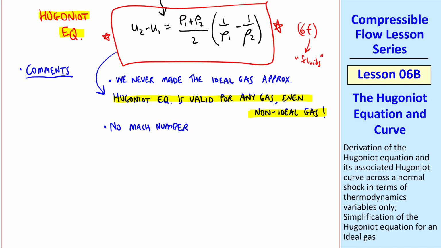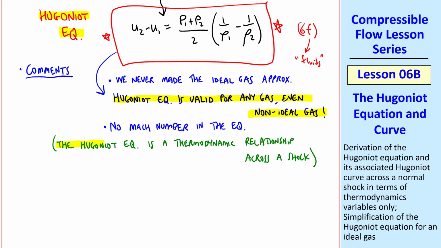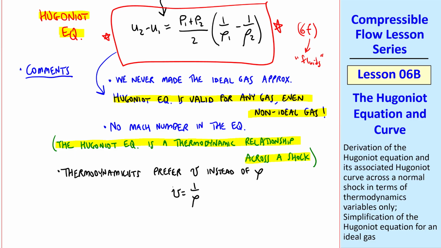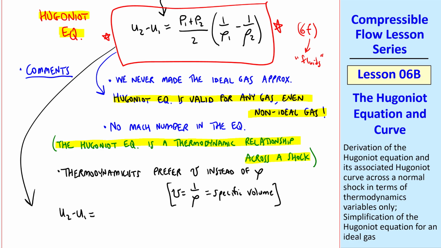My second comment is that there's no Mach number in the equation. In other words, the Hugoniot equation is a thermodynamic relationship across a shock. Again, we're thinking in terms of thermodynamics rather than fluid mechanics. Another comment is that thermodynamicists prefer specific volume instead of density as their state variable, where specific volume is just the reciprocal of density. So we can rewrite equation 6 as U2 minus U1 equal P1 plus P2 over 2 times V1 minus V2.